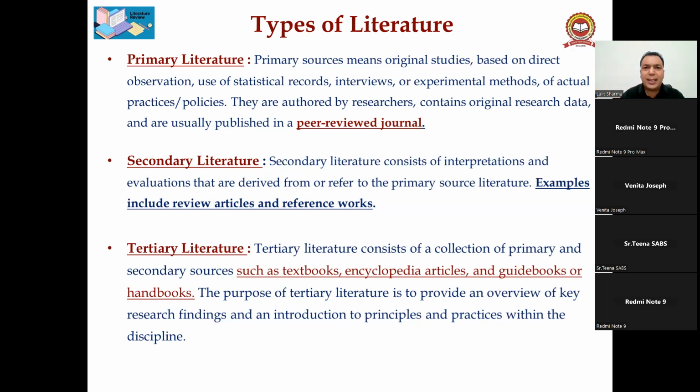For example, you can take the help of any of the sacred books. Okay, even the Bible. In the Bible you can see what Jesus Christ has said. Okay, what the other person has said. So you should know that primary literature is the primary source, meaning original studies based on direct observation. So guys, from the primary literature, I just want to tell you, you should rely on research journals, okay, which are peer-reviewed journals. Peer-reviewed journals, you can rely on that.